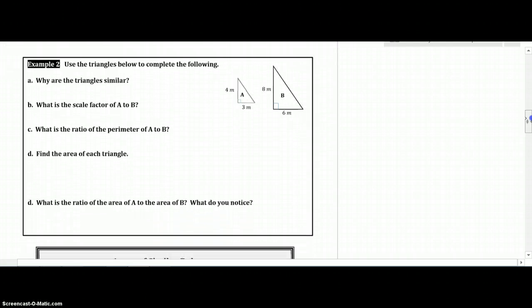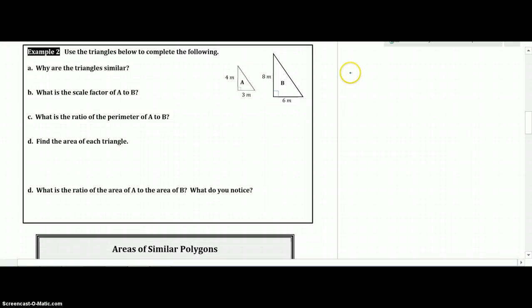Example number 2, use the triangles below to complete the following. First of all, why are the triangles similar? Remember, we have 3 options: angle-angle similarity, side-side-side similarity, or side-angle-side similarity. Here, we are going to test side-angle-side similarity because we have 2 pairs of sides and the angle between them. So we already know that the angles are congruent because they're both right angles, so we just need to make sure that the sides are proportional.